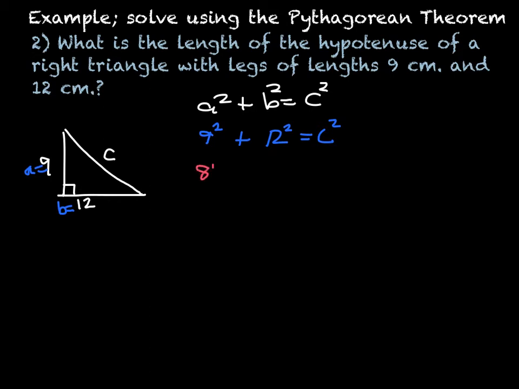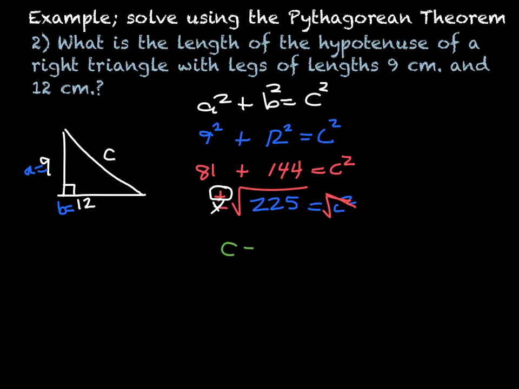So 9 squared is 81 plus 12 squared is 144 equals my C squared. That gives me 225 equals my C squared, and I need to solve by taking a square root of both sides. And again, by default, it's going to be the positive version, not the negative version, because you can't have a negative length. So the square root of 225 is 15. So C equals 15. And that's your final answer.